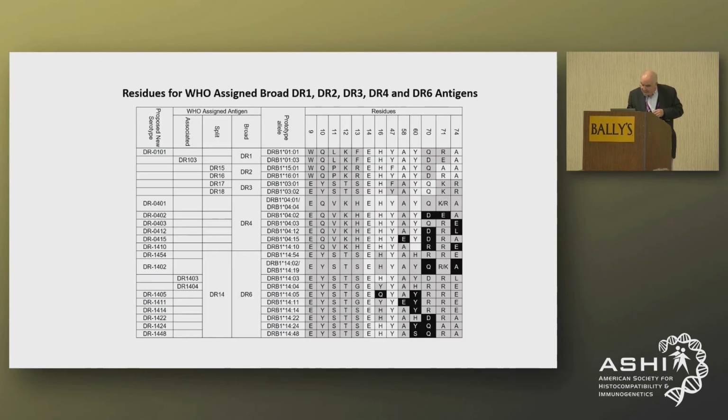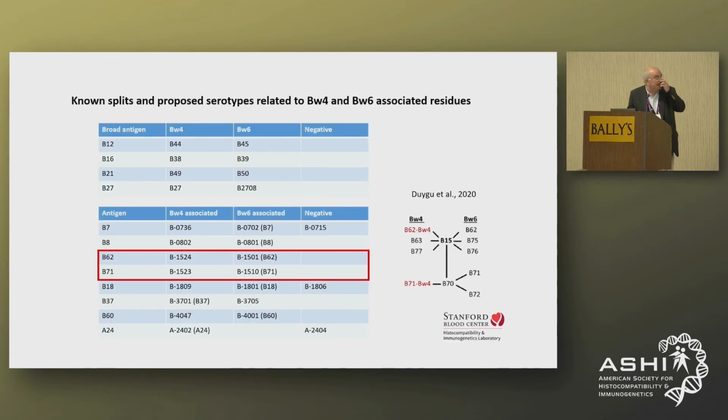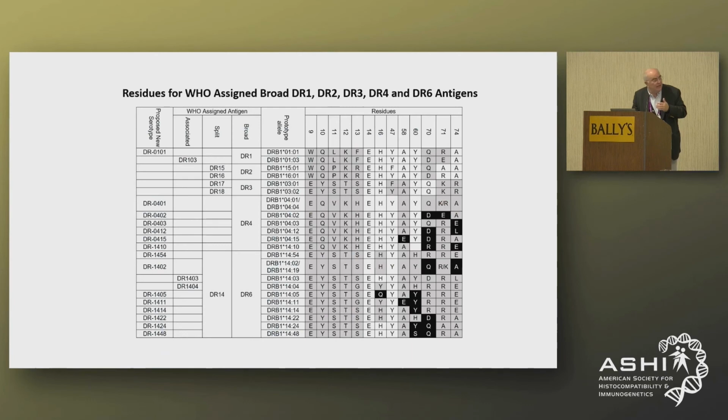So there are B62 associated antigens that we're now going to call BW4, that is B1524. We have a B71 that is BW4 as well, that is B1523. And we go by the most common allele to give the name that we propose there. You can see a dash because Steve would not allow us to put the B and the number, because it looks like a formally recognized antigen, but the idea is that we would like to propose it to the nomenclature.